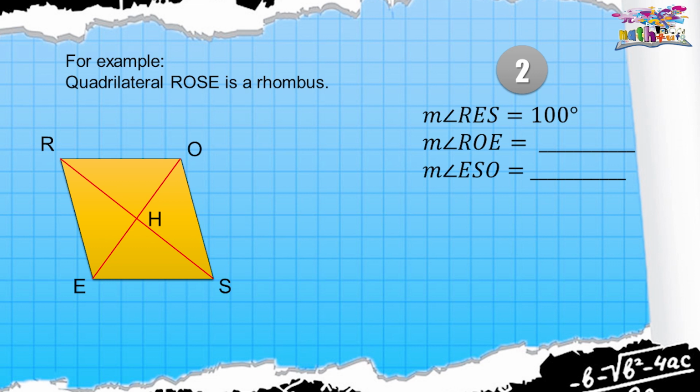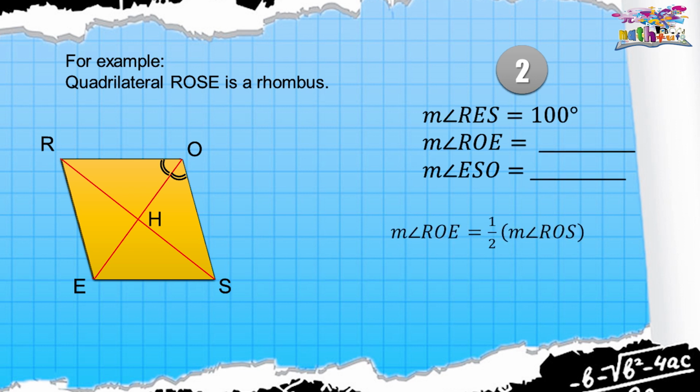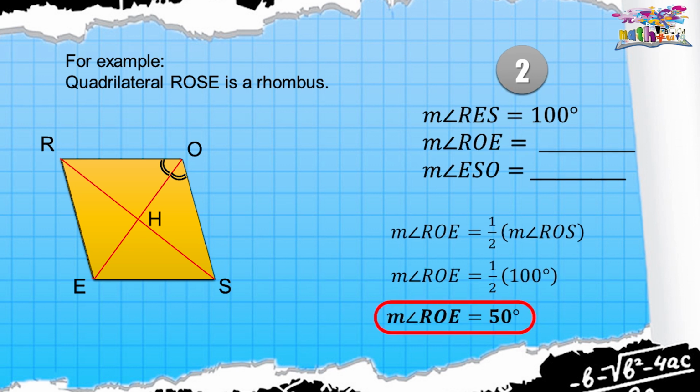On this problem, given the measure of angle RES, which is 100 degrees, we are asked to find first the measure of angle ROE. In this case, we are going to apply the property of the rhombus as a parallelogram that its opposite angles are also congruent. Thus, the measure of angle ROS is also equal to 100 degrees. Remember that diagonals of a rhombus bisect vertices, meaning it divides the angle into two congruent parts. Thus, the measure of the angle ROE is 1/2 the measure of angle ROS. Therefore, angle ROE measures 50 degrees.